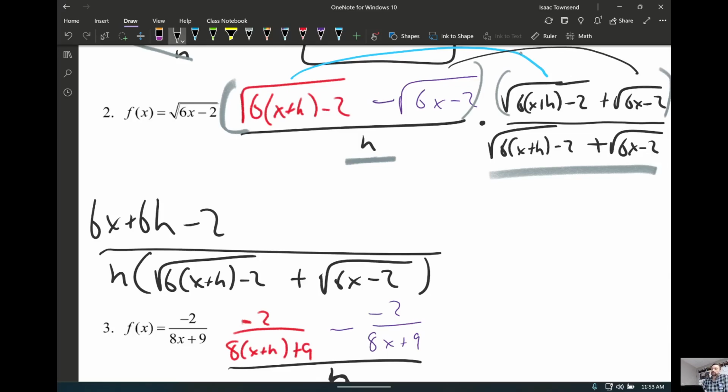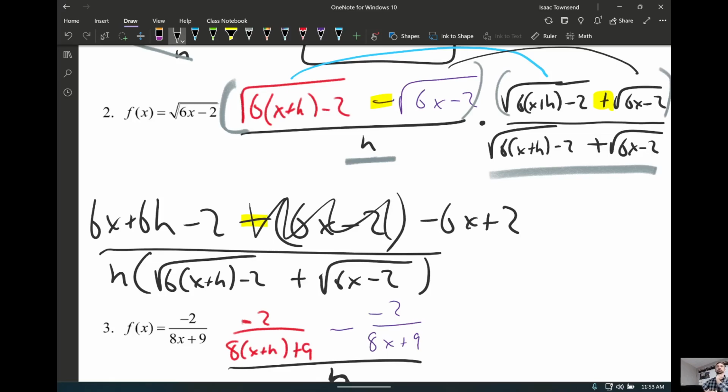Square root of 6x minus 2 times the square root of 6x minus 2 would be 6x minus 2. But one is negative and one is positive, which makes this whole thing negative. It's not the 6x that's negative, it's the 6x minus 2 that is negative, the whole thing. So either put that in parentheses or just distribute.